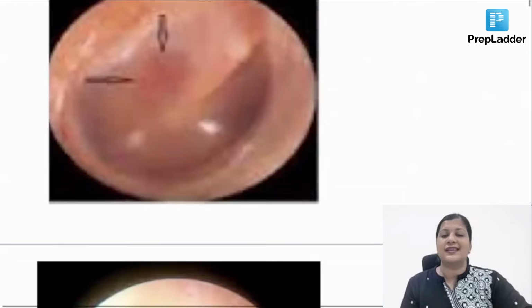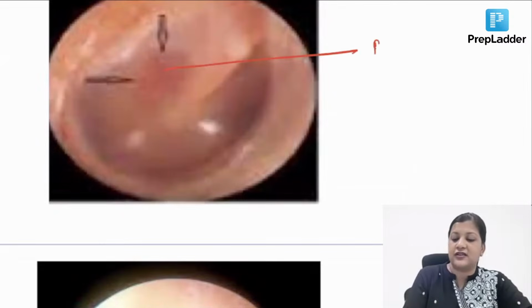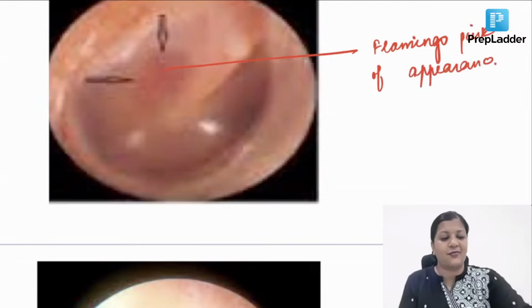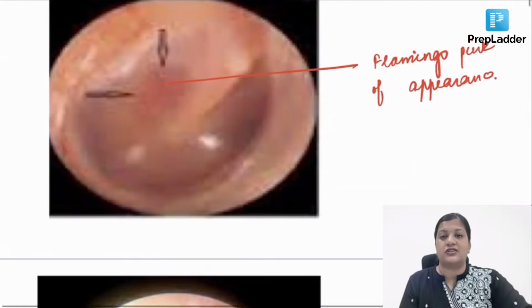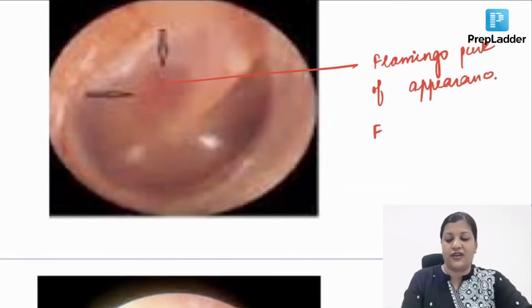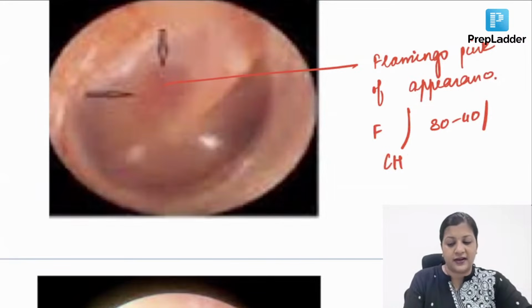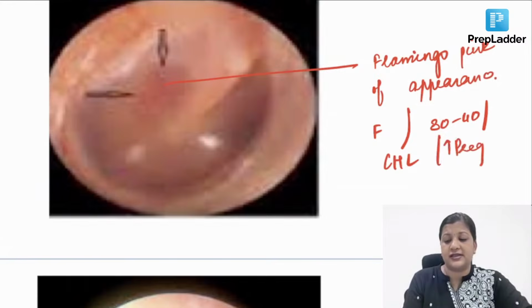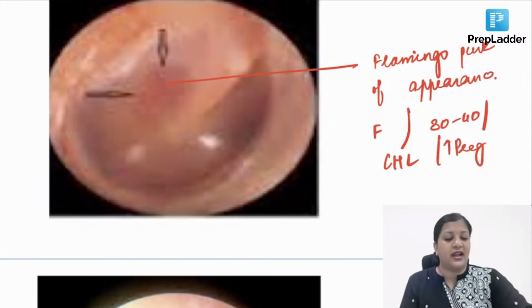Okay. Now let's see this image where you see that there is a flamingo pink appearance of the promontory, seen through the intact tympanic membrane. What would you call this? Flamingo pink appearance. They'll give you female, age 30 to 40 years. They'll tell you gradually progressive conductive hearing loss. They will tell you this increased after pregnancy or after menopause. And they will ask you, what is the diagnosis? So you should be able to tell me the diagnosis.